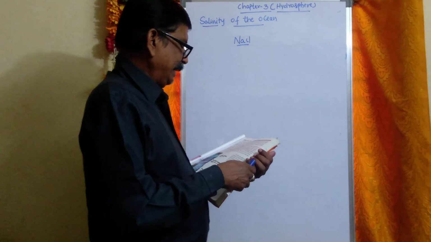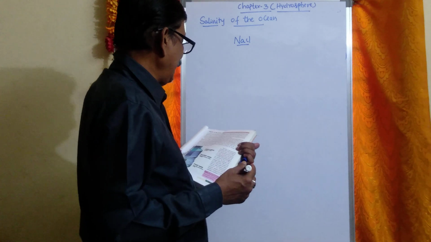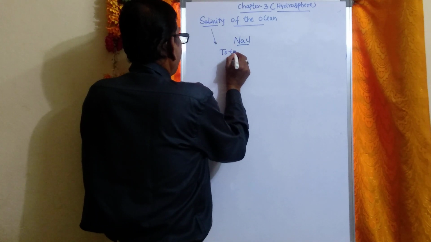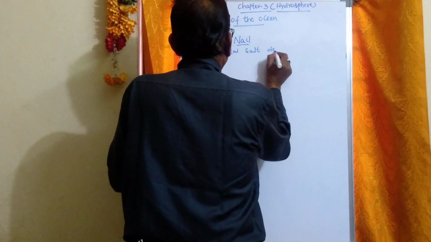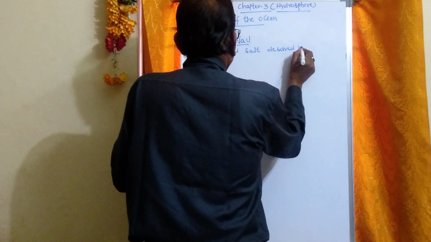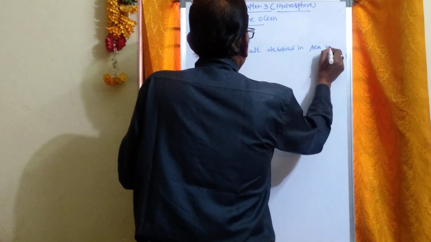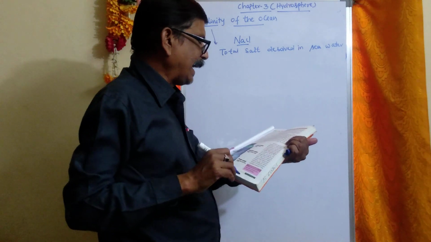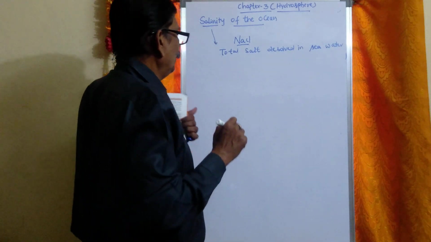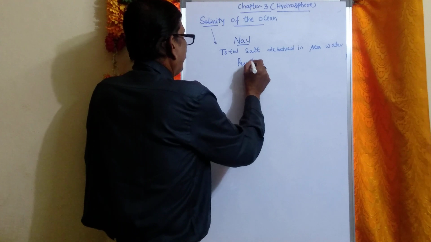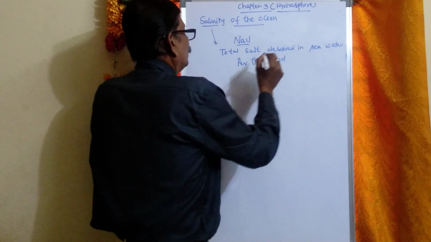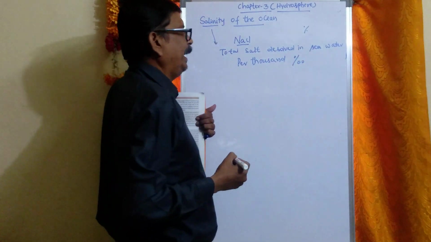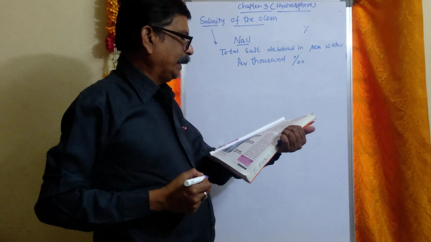Salinity is used to define the total content of dissolved salt in the sea water. What is salinity? Total salt dissolved in sea water. This is called salinity. It is calculated as the amount of salt in grams dissolved in 1000 grams of sea water. So it is calculated per 1000. This is the per 1000 symbol, PPT, that means parts per 1000.